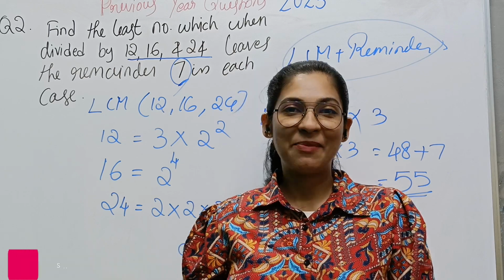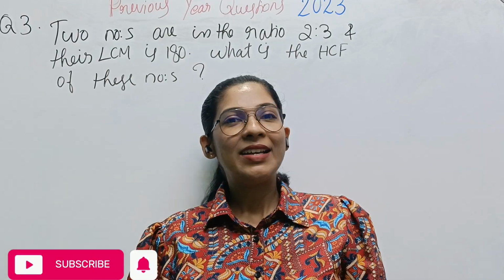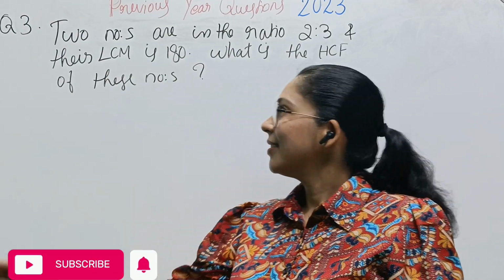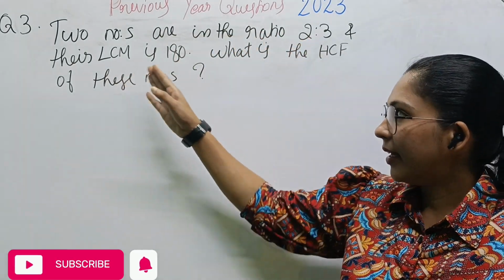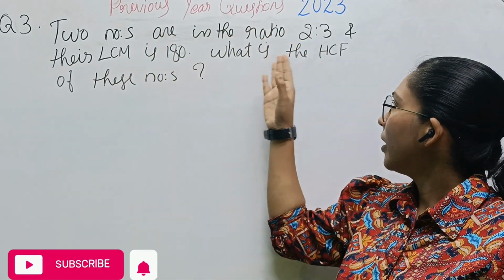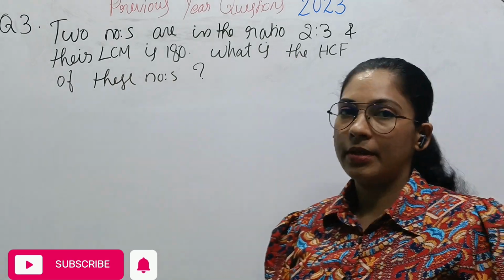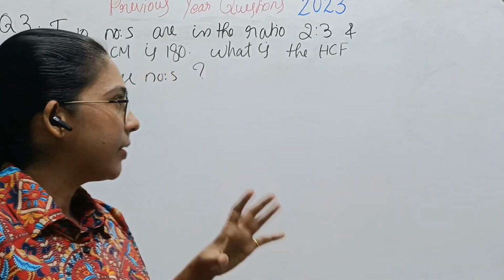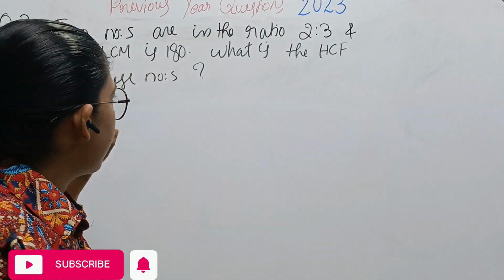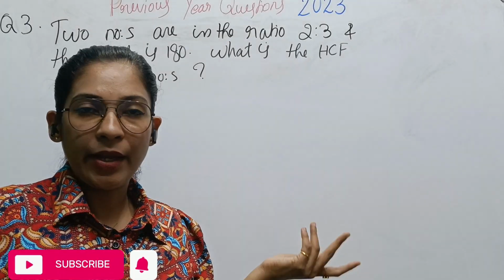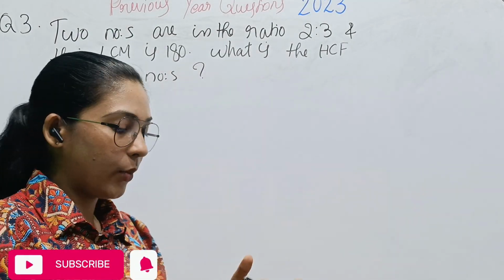Let's solve question number 3. The third question is, two numbers are in the ratio 2:3 and their LCM is 180. What is the HCF of these numbers? The ratio of two numbers is given and their LCM is 180, and we have to find the value of HCF.